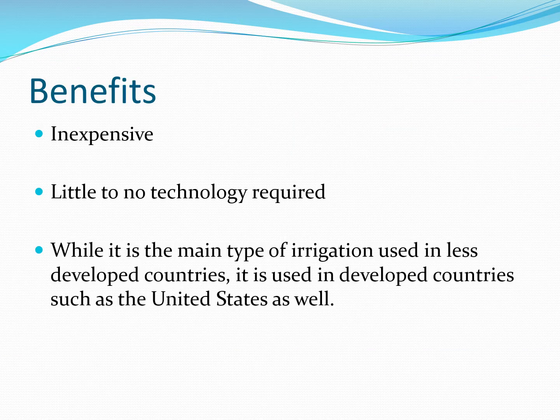The benefits: inexpensive, right? You could use a pump that requires energy or electricity or fossil fuels. But you could also use gravity and other things to get the water going. So it often requires little to no technology. And it is the main type of irrigation used in less developed countries, but it is used here in the United States, and other highly developed countries may use this technique as well, as it is inexpensive.